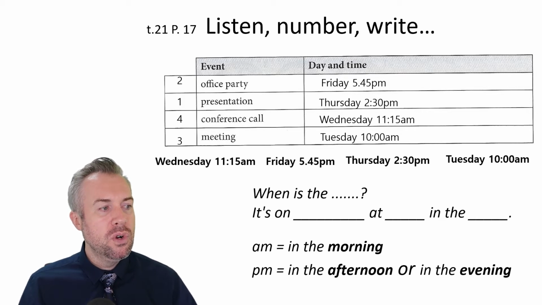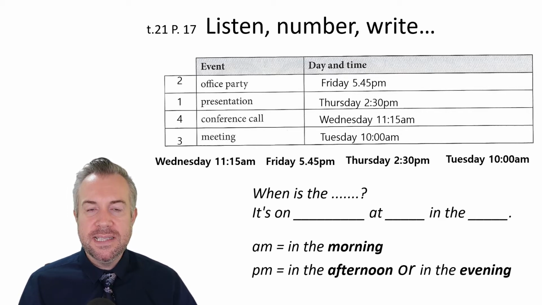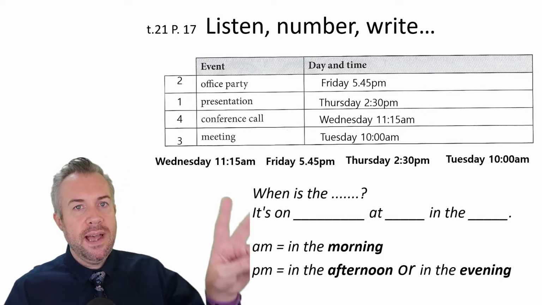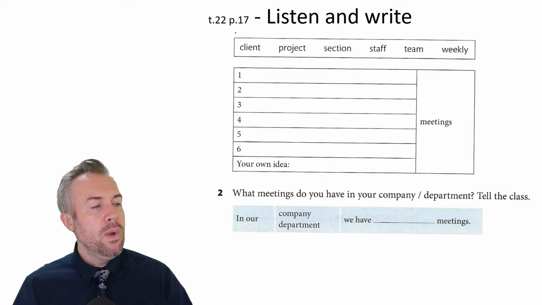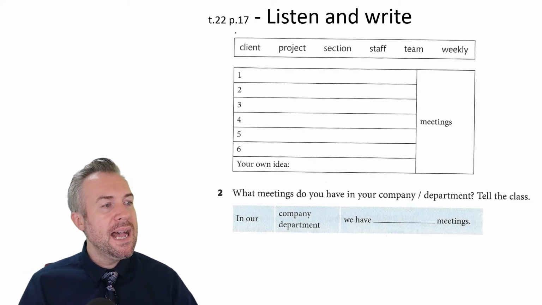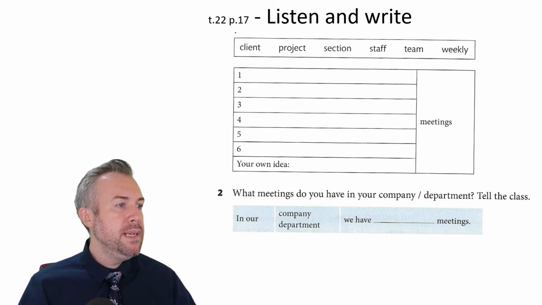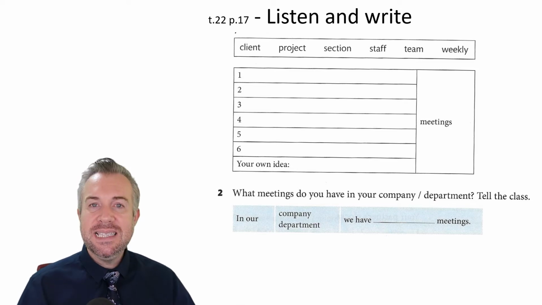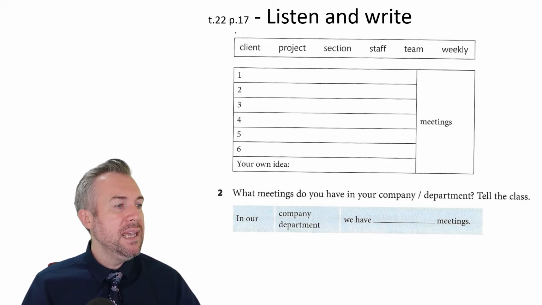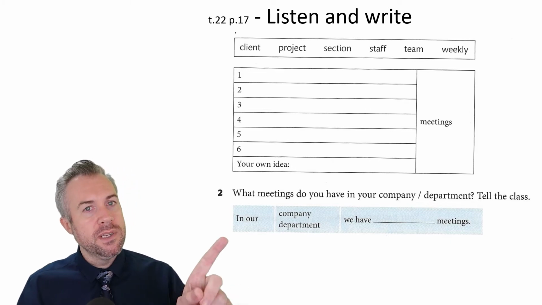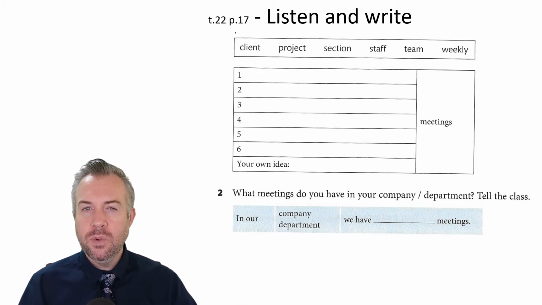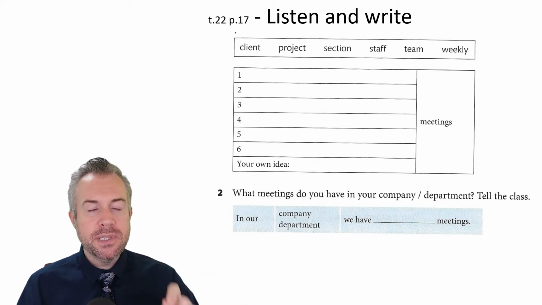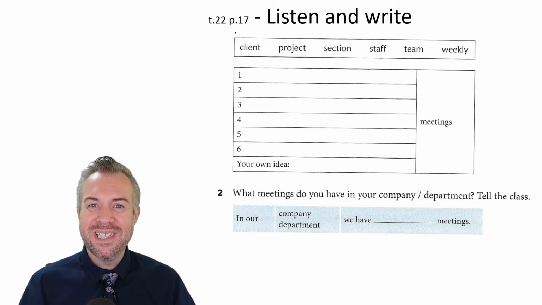All right, so now we have some idea about the day and the time. Let's look a little bit more at some other events or meetings. In the middle of the page, you have this table. We have some examples of meetings: client meeting, project meeting, section meeting, staff meeting, team meeting, and weekly meeting. And then at the bottom it says your own idea. We'll come to that in a minute. First, we're going to listen and write down the types of meetings for 1, 2, 3, 4, 5, 6.